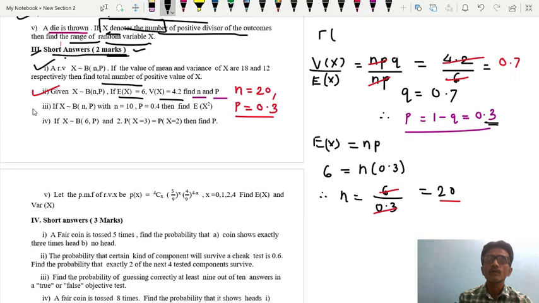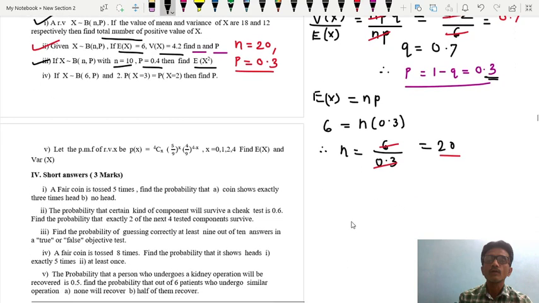Next question: x follows binomial distribution with parameters n and p, n is equal to 10, p is equal to 0.4, and E of x square is to be found out here. We have to find E of x square. So how do we find E of x square? Here, the formula for E of x square is what?